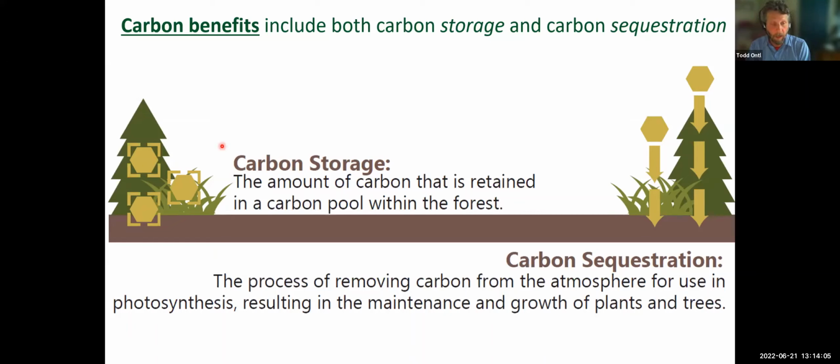So storage really relates to the amount of carbon that's retained in what we call a carbon pool in the forest. Pools are things like soils, live trees, those sorts of things. And carbon storage is described as sort of a carbon density unit. So the metric tons of carbon per acre or tons of carbon per hectare, that's a carbon density that really is describing that storage. Now, on the opposite side of the coin, kind of the flip side there, is sequestration.